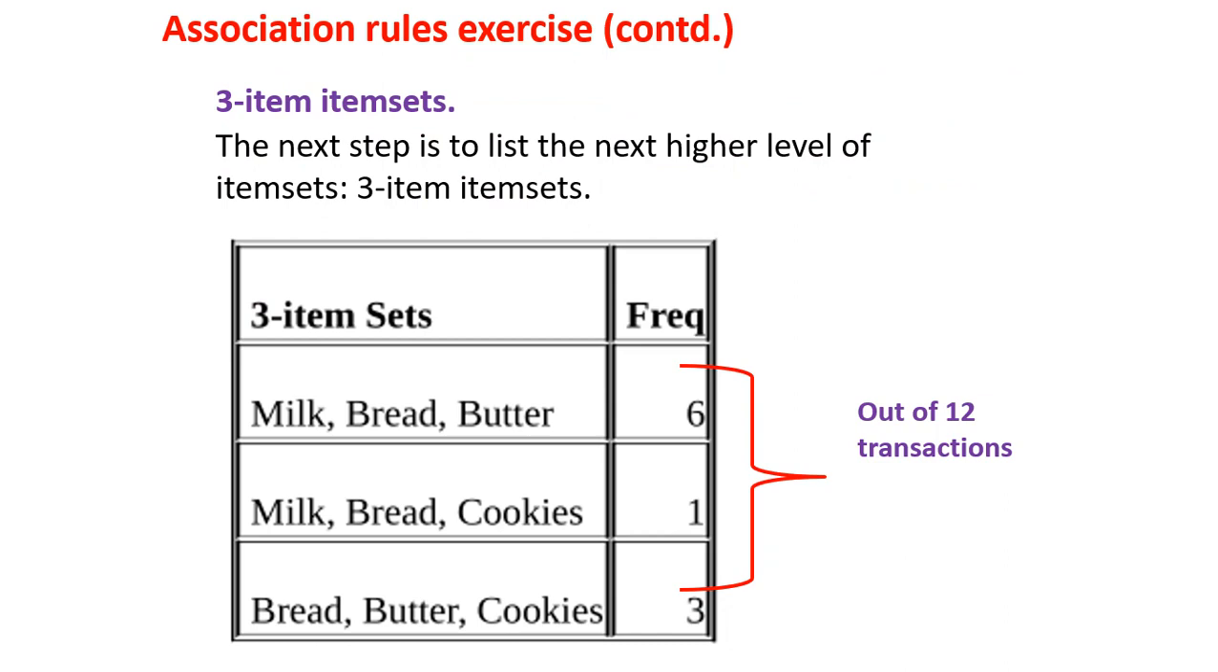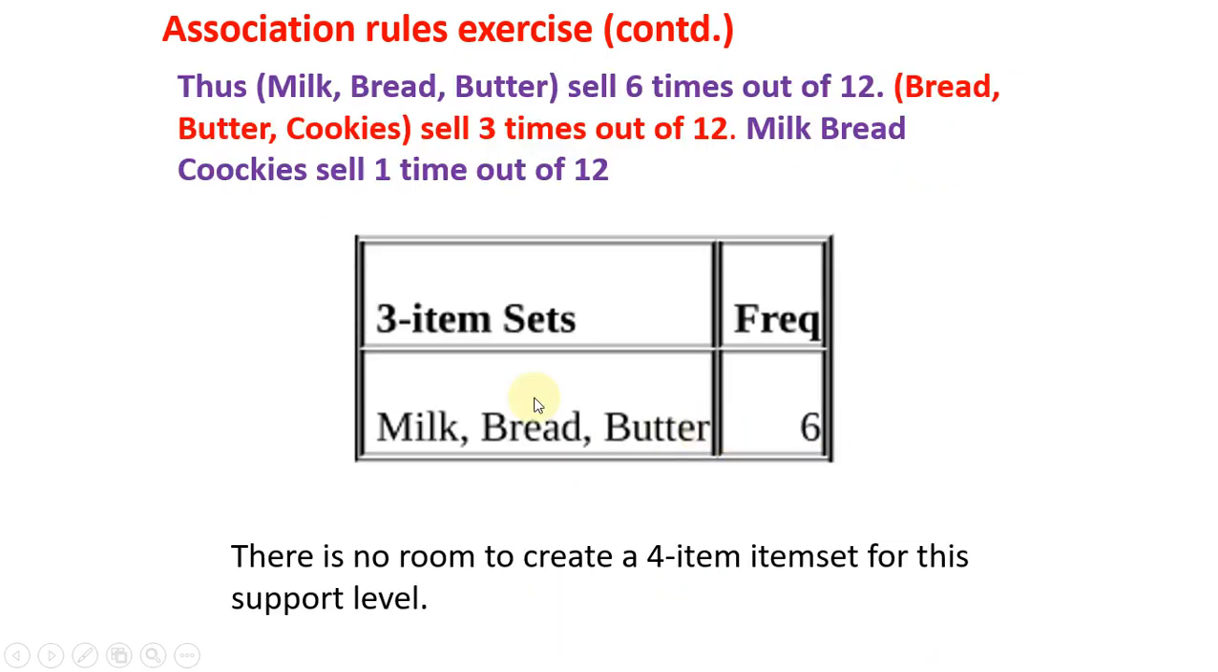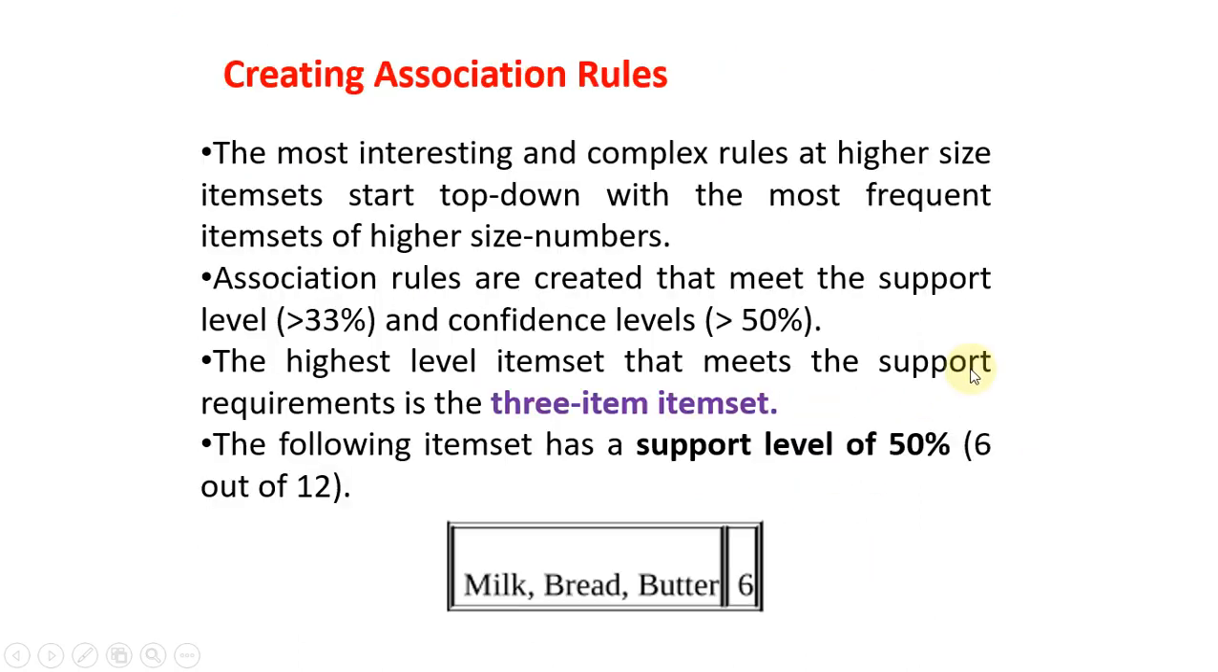So among these 3, we'll consider only milk, bread, butter, because the remaining two are having 1 and 3, hence it's less than 4. We will remove these and only consider the sixth one. So this is the third item set, the 3 item set.